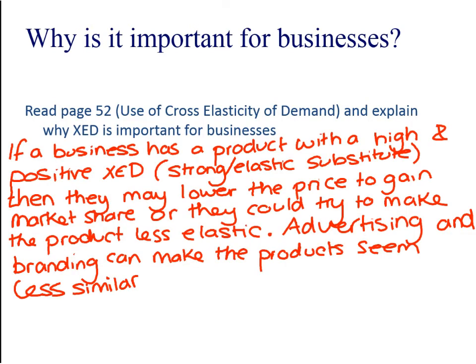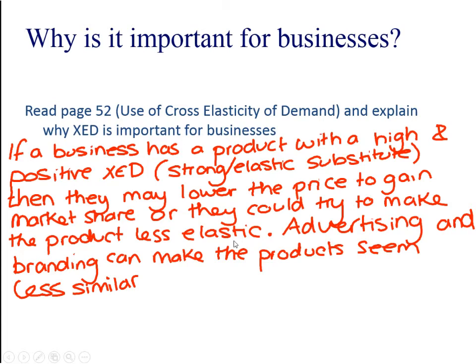So if a business has a product with a high XED, maybe 2 point something, and positive, that means it's a substitute, and it's got a strong relationship with another product. So the quantity demanded of that product is very sensitive to a change in the price of the other product that it has a relationship with. I'm thinking here of very close substitutes for each other. You might want to lower the price of the product that you're in control of the price of to gain market share.